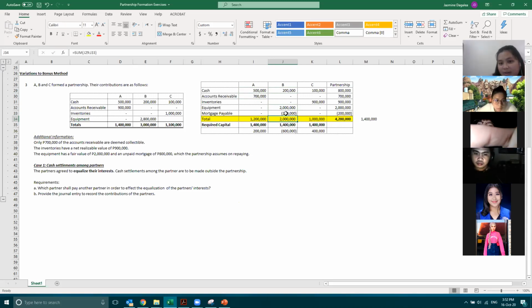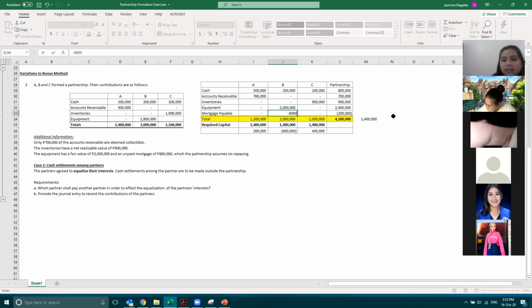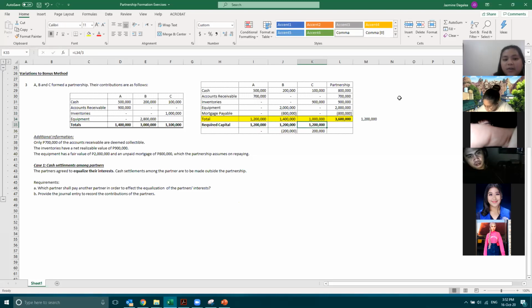Ay, hindi pala 200,000. 800,000. So, sorry. So, mag-iiba yung sagot. Thank you for correcting. Dapat 800K. So, nag-iba yung sagot natin. 3,600,000 lang yung net contribution to the partnership. So, yung required capital is 1,200,000 each.